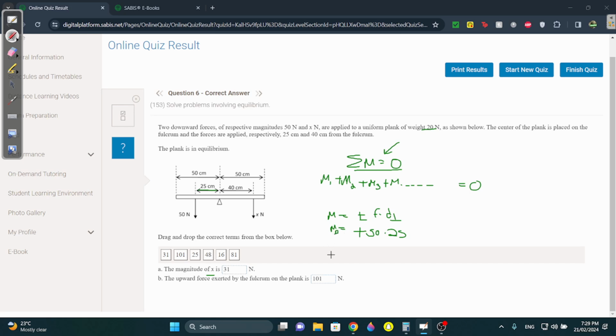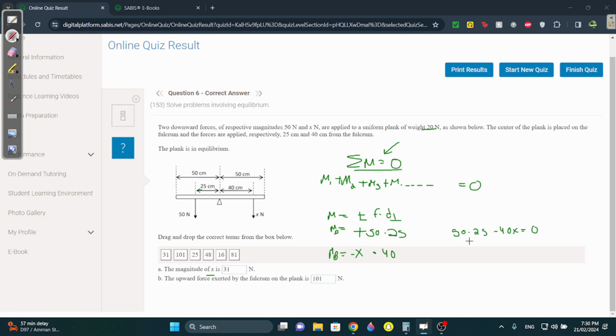Let's call this moment A. How about moment B? It's going to be minus x, because it's obviously clockwise, minus x times the distance, which is 40. So 50 times 25 minus 40x equals 0.